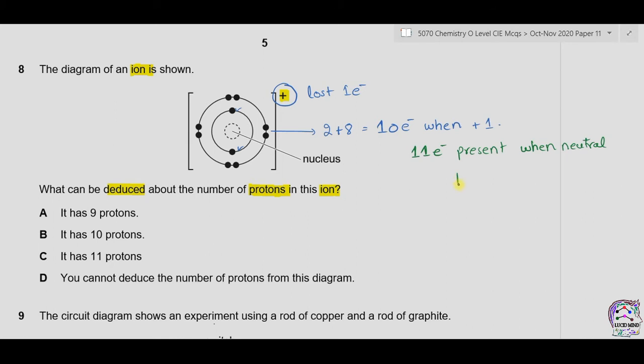In a neutral atom, the number of protons is always equal to the number of electrons. So if 11 electrons are present in a neutral atom, then 11 protons would be there. So in A it says 9 protons, which is wrong. In B, 10 protons. In C it could be 11 protons. And D is also incorrect. So therefore the answer is C.